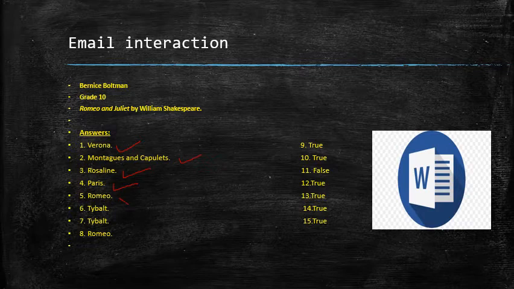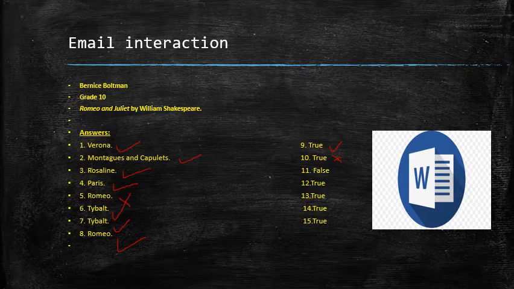Then number 6 is Tybalt. Number 7 is correct, also Tybalt. And number 8, Romeo. Let's look at the true and false answers. Number 9 was correct, true. And number 10 was incorrect because that was false. It was not Romeo who devised the plan, it was Friar Lawrence.